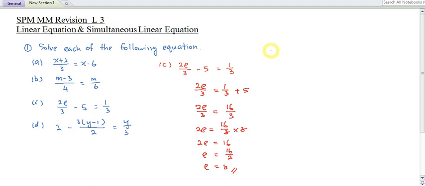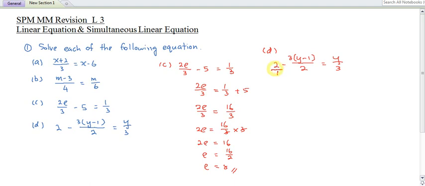Okay, we go to the last one, part D. So it looks a little bit complicated for this one. We're going to see a negative outside the bracket here, you have to be more careful. So for this one, I think I will just combine these two together first. So remember, for plus and minus, if you want to combine the two fractions together, you have to change their denominators to become the same first.